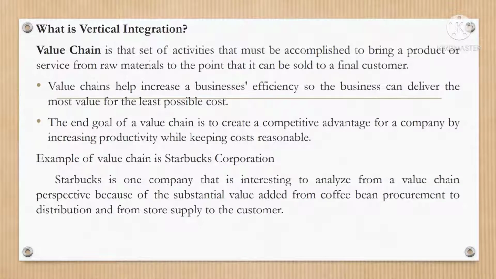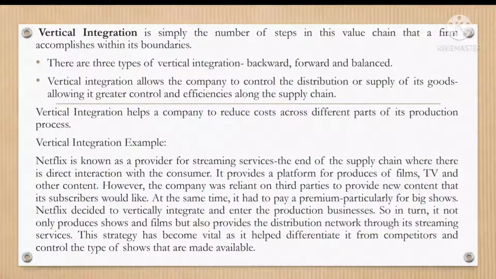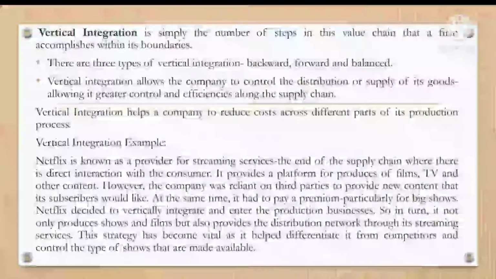An example of a value chain is Starbucks Corporation. Starbucks is one company that is interesting to analyze from a value chain perspective because of the substantial value added from coffee bean procurement to distribution and from store supply to the customer. Vertical integration is simply the number of steps in this value chain that a firm accomplishes within its boundaries. There are three types of vertical integration: backward, forward, and balance.